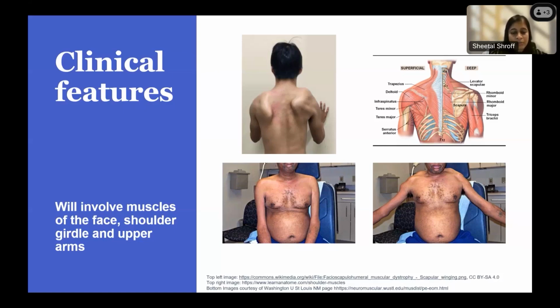And you can see in the bottom right image, the patient is unable to lift the arm above the level of the shoulder, again indicating the weakness of the muscles of the shoulder girdle. Next slide, please.